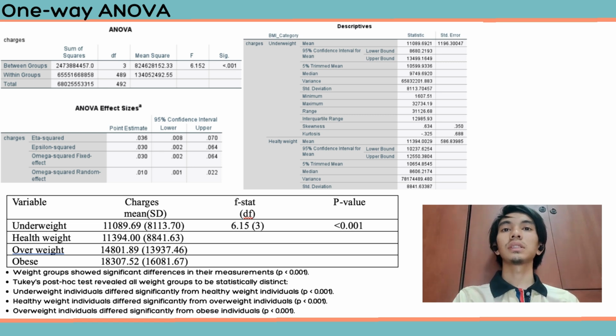So based on this table, the weight groups show a significant difference in the measurement, less than 0.001, and the post hoc test reveals all weight groups to be statistically distinct. Underweight individuals differ significantly from healthy weight individuals, and healthy weight individuals differ significantly from overweight individuals, less than 0.001. And lastly, overweight individuals differ significantly from obese individuals, less than 0.001.